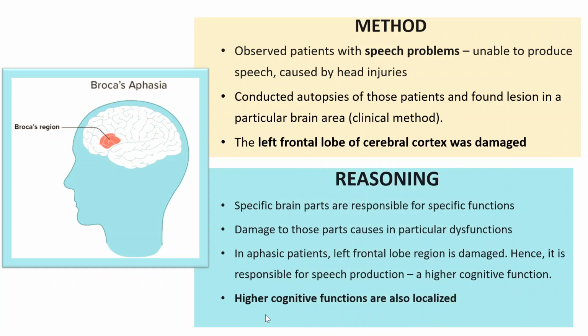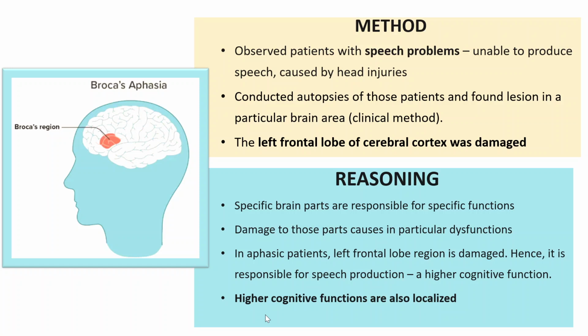brain parts are responsible for specific functions. We proved that experimentally, and damage to those brain parts causes certain types of dysfunctions. Okay, and we also found that aphasic patients who cannot speak have damage in their left frontal lobe. So we can form a causation that the left frontal lobe region is responsible for the higher cognitive function of speech or language. Okay, this means higher cognitive functions are also localized in the brain, which means you can actually pinpoint and find out that this brain part is responsible for this form of function.